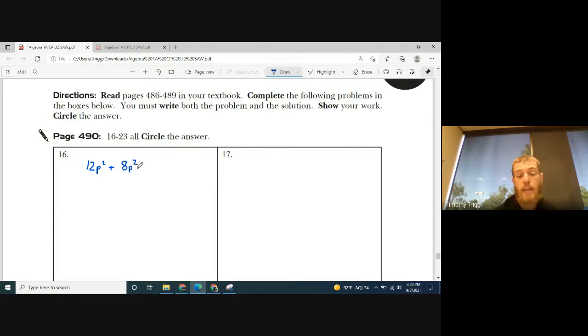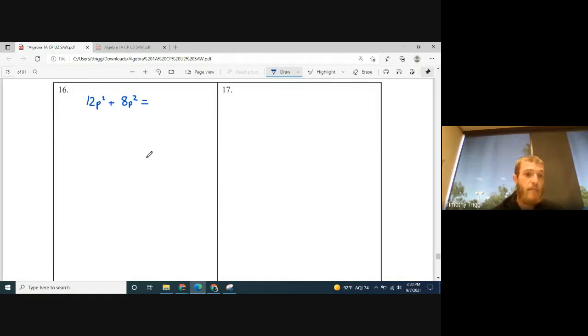Now, when it comes to adding or subtracting, this is very different than what we just covered with multiplying and dividing, okay? Here, you can only combine things if they have the exact same variable. So here they both have p, so that's the same variable, and they have to have the same exponent. So p squared, p squared. So since they both have p squared, we can go ahead and add these. And what you do is you just add the coefficients. So 12 plus 8 is 20. So the answer is going to be 20p squared.